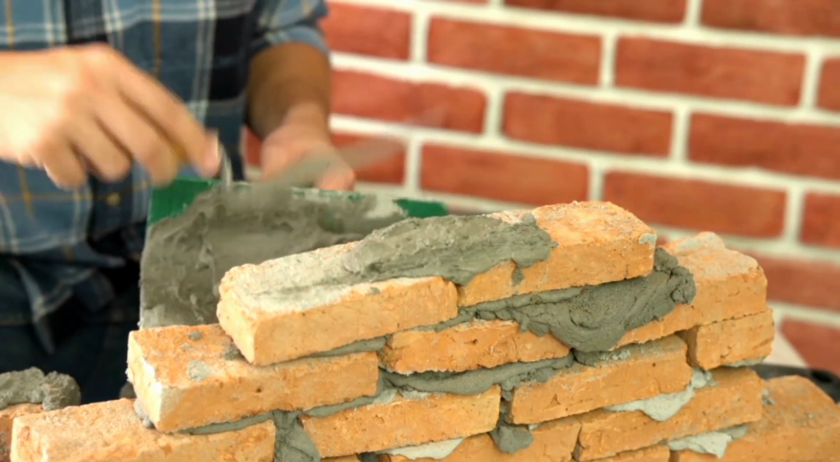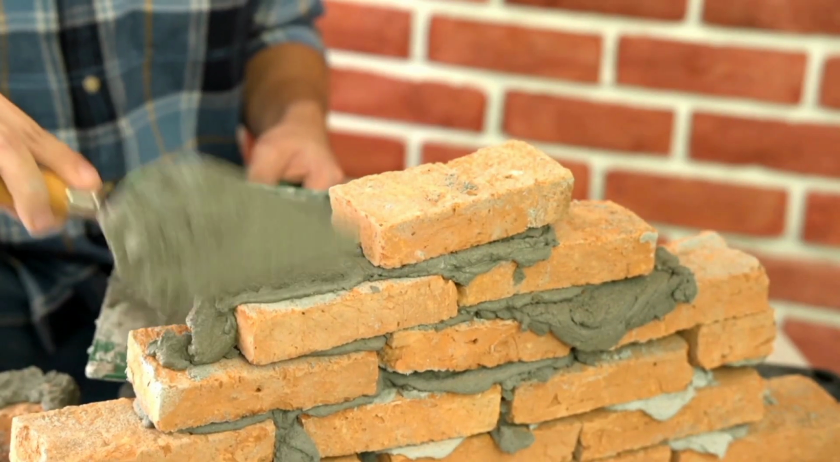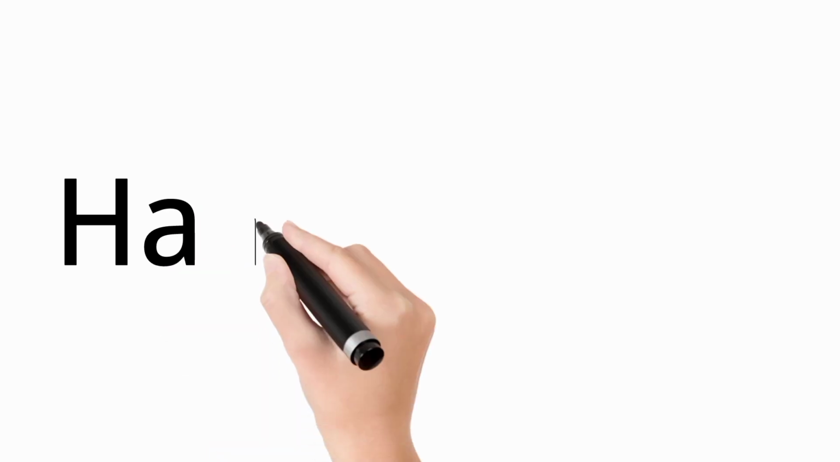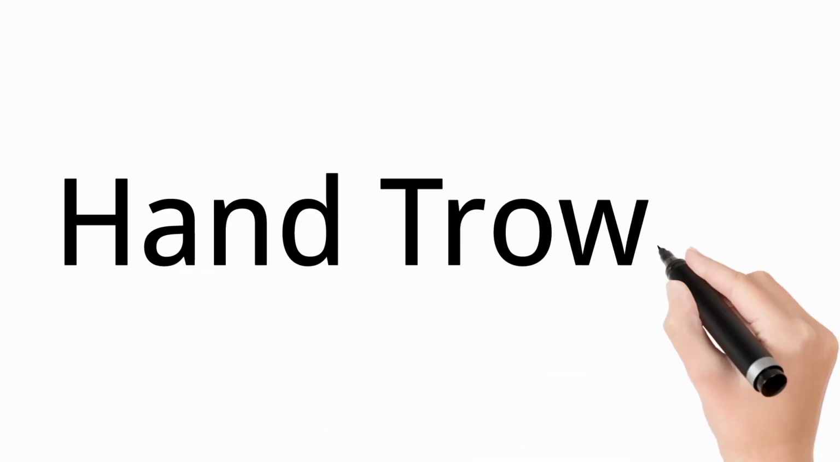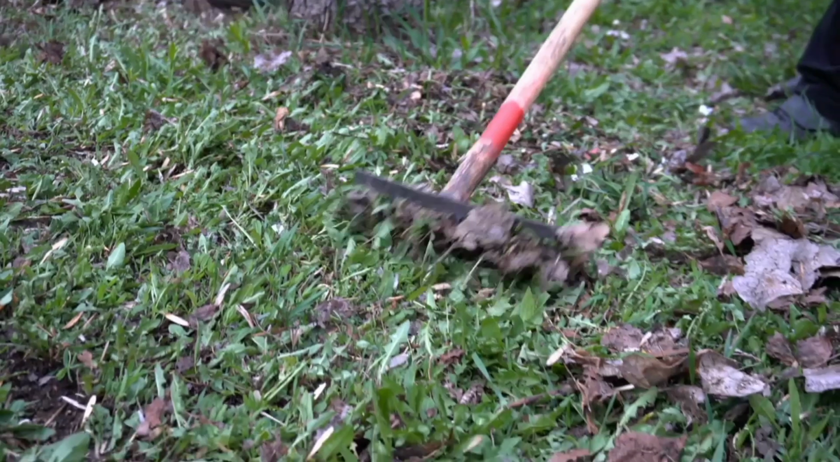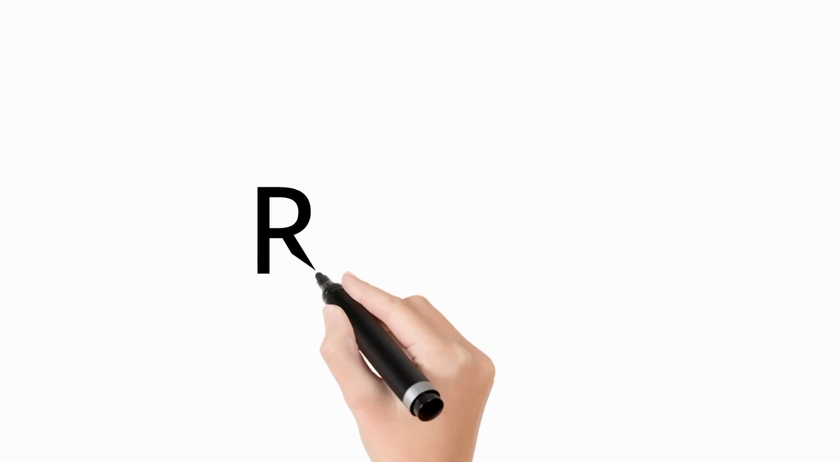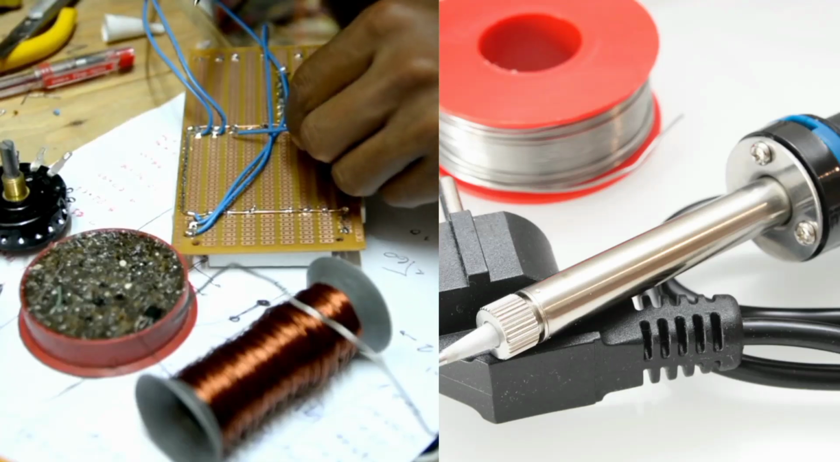So this tool is called hand trowel. And now we will learn spelling of hand trowel. H A N D T R O W E L. This tool is called rake. R A K E, rake.